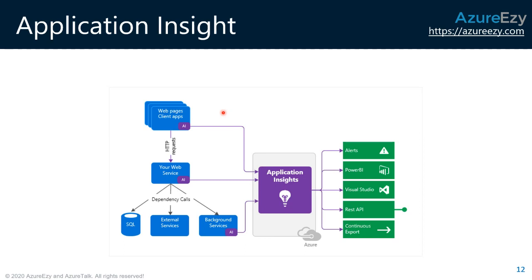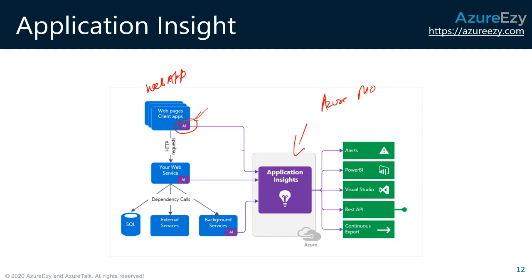When you attach Application Insights with a web application, Azure web app, then what happens is that it will start tracking the application specific logs, and then you can look at this from Azure Monitor, of course, but you can also look at it from Application Insights itself.